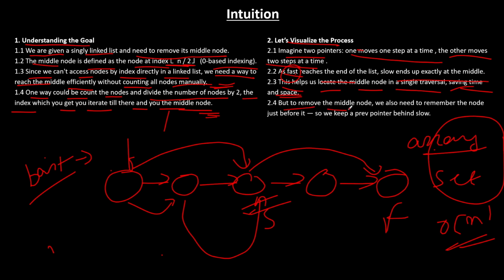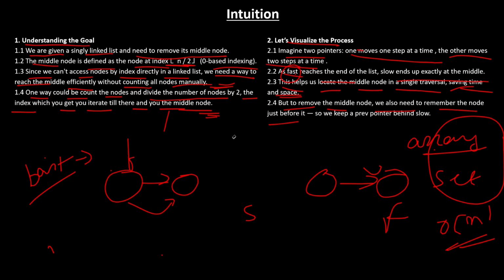But to remove the middle node, we also need to remember the node just before it, right? Now there is an issue here. Okay, you reached here, this is the midpoint, right? Now you removed it. Let me remove the node. Okay. Now what? There is no connectivity between these two nodes, right? You have to do this. How will you do this? What if you carry another node here? Let it be the previous node, which keeps track of the adjacent node just before the slow.